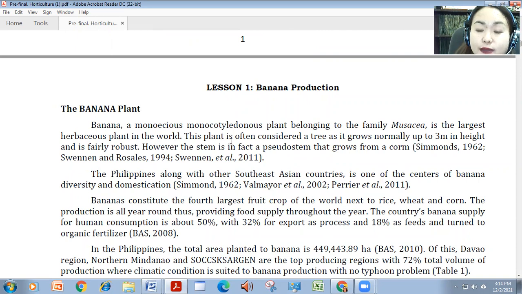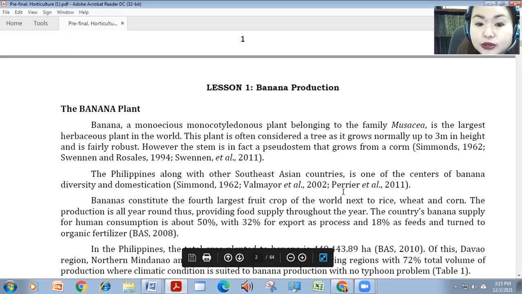So for lesson 1, which is about banana production, we all know that banana is a monocotyledonous plant belonging to the family Musaceae, and it's actually an herbaceous plant, the largest herb in the world, and it's often considered a tree because of its fruiting and also reaching a height of 3 meters, which is very robust, with a shoot stem that grows from a corm.